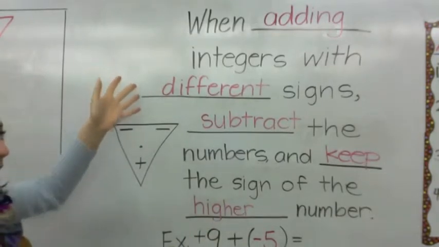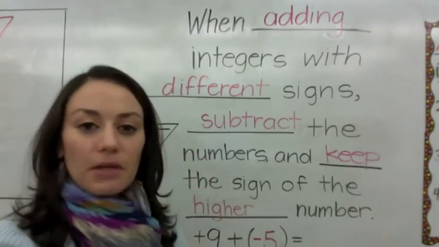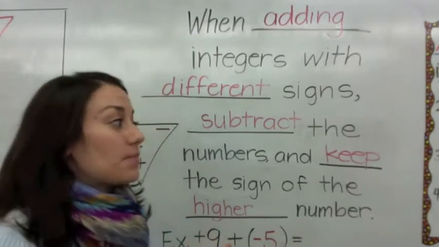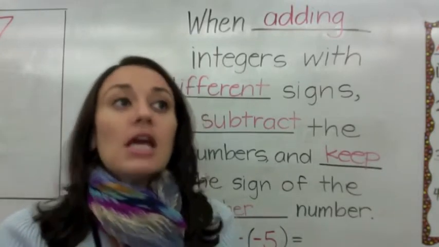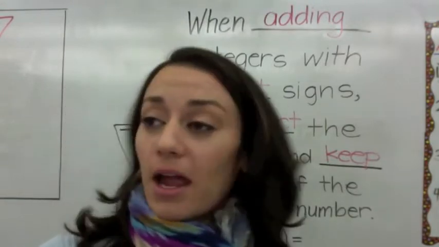Make sure you have this down. You have to sing the song to yourself. I know we've sung it a million times. So you say, same signs add and keep, different signs, keep the sign of the bigger number, then you'll be exact.